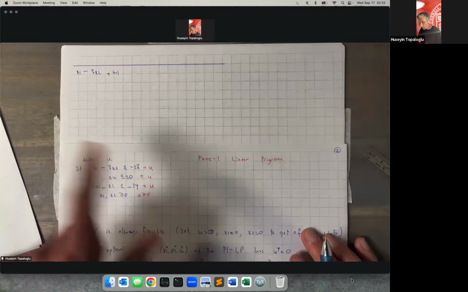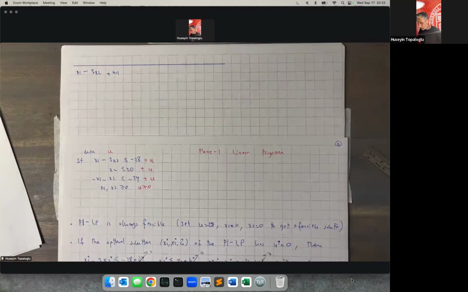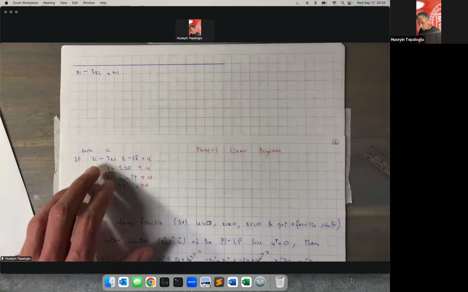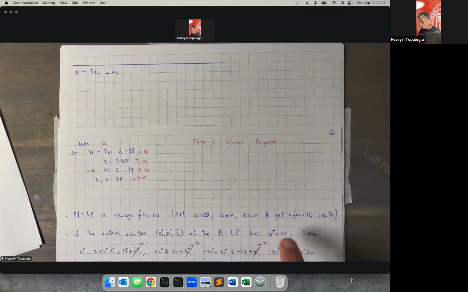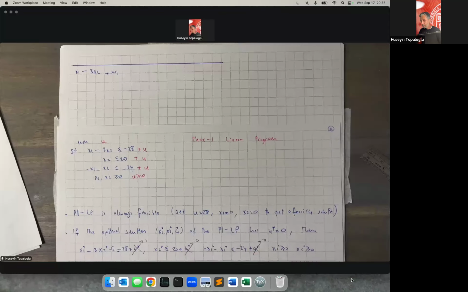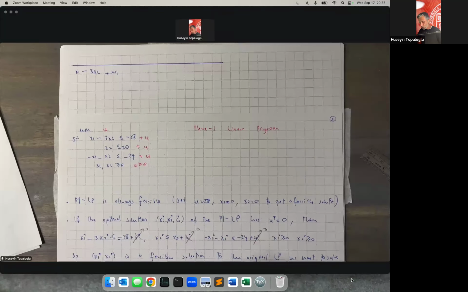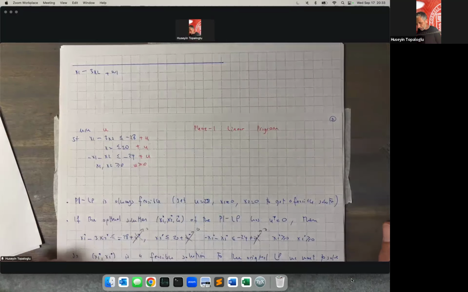I'm solving the phase 1 linear program to get a feasible solution to the original LP that I would like to solve. And if u star equals 0 at the optimal solution to the phase 1 linear program, I'm going to get a feasible solution to the original LP that I would like to solve. Okay, so now we're solving the phase 1 linear program. Here is the system of linear equations that I need to solve the phase 1 linear program.